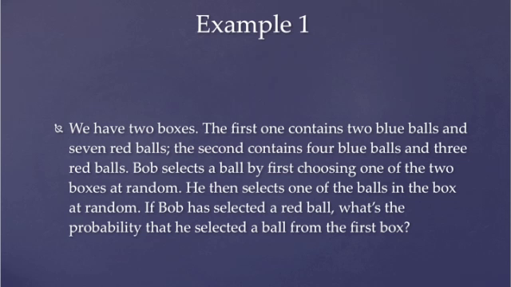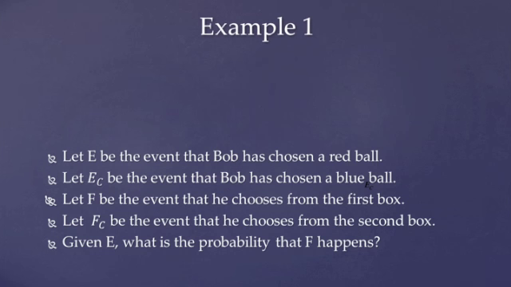In order to tackle this question, let's define the events first. Let E be the event that Bob had chosen a red ball. The complement of E be the event that Bob had chosen a blue one.